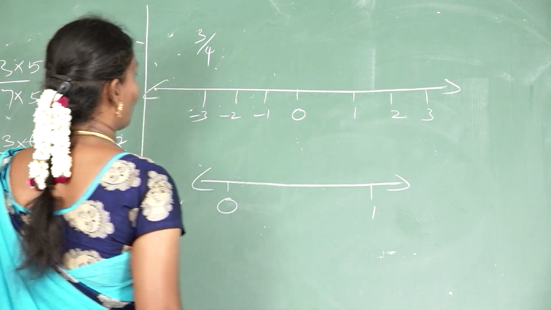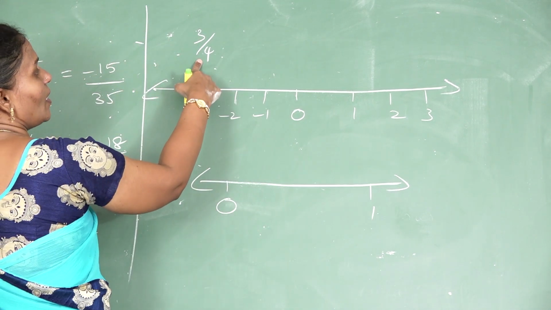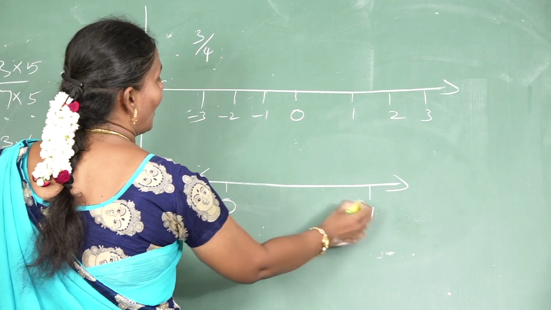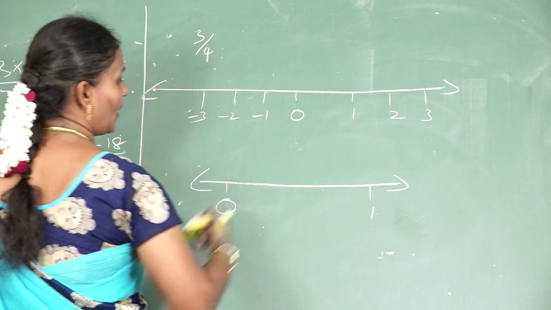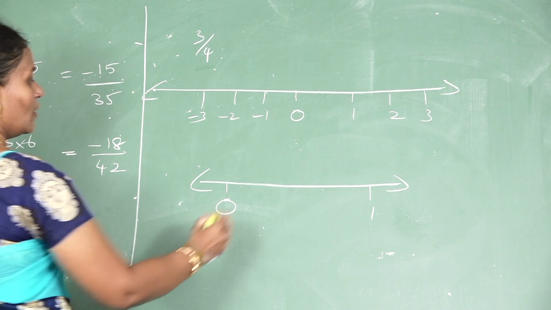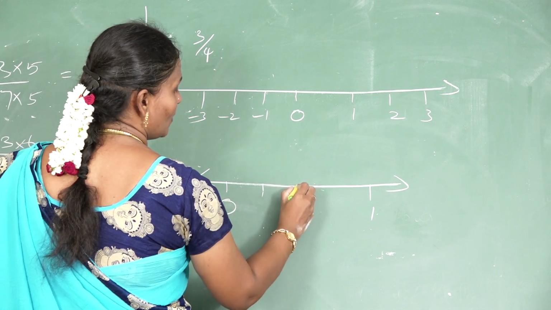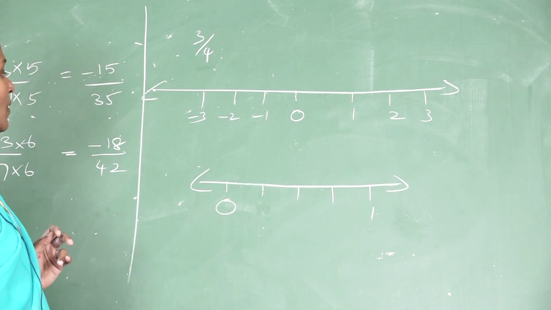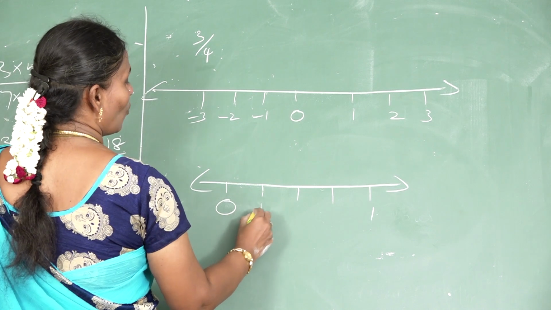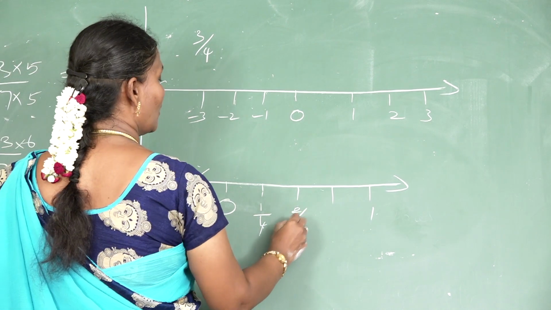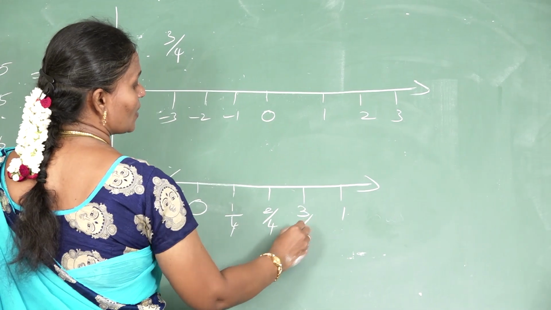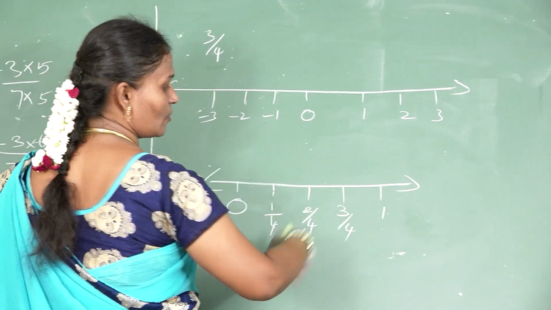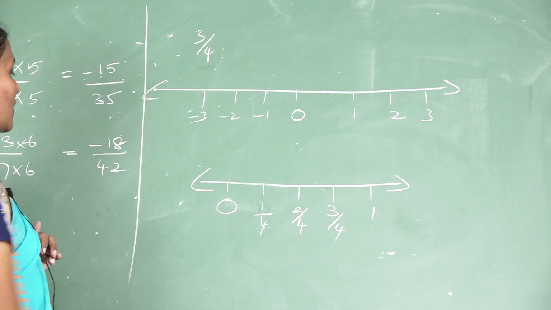So 0 here, 1. Now see the denominator. What is the denominator? 4. So you have to split 0 and 1, in between 0 and 1, into 4 equal parts. So that is, see 1, 2, 3, 4 parts. 4 equal parts. Okay. So, this first one indicates 1 by 4. The second one indicates 2 by 4. The third one is 3 by 4. The last one is 4 by 4. 4 cancel, so that is 1. 4 by 4 is 1. 0 by 4 is 0.